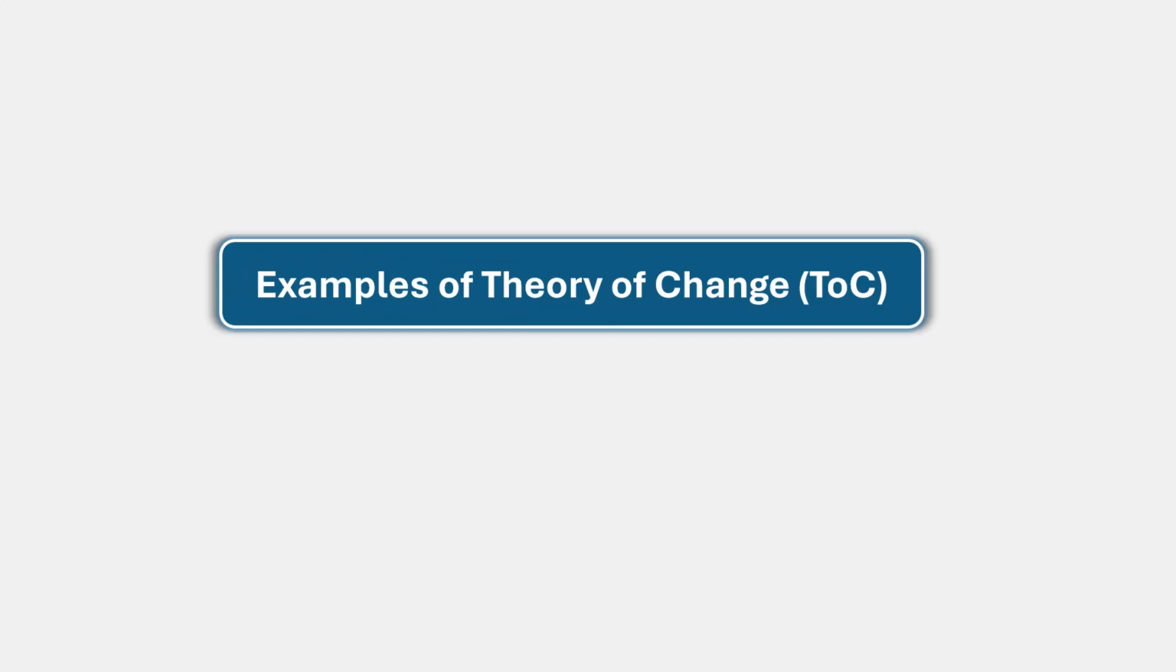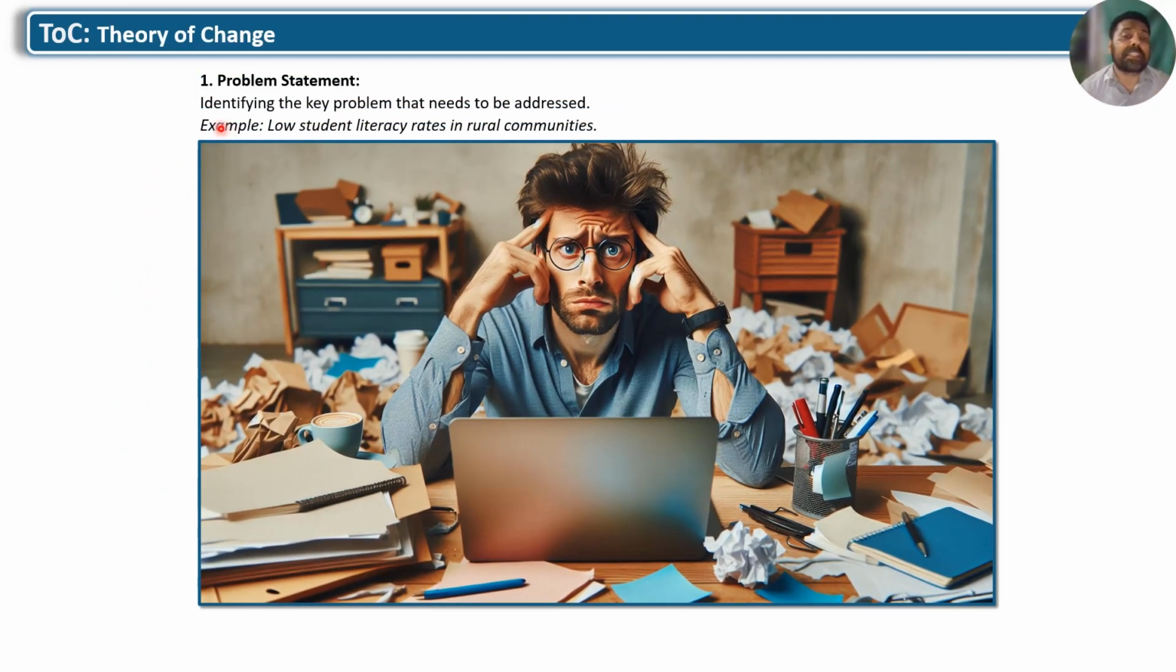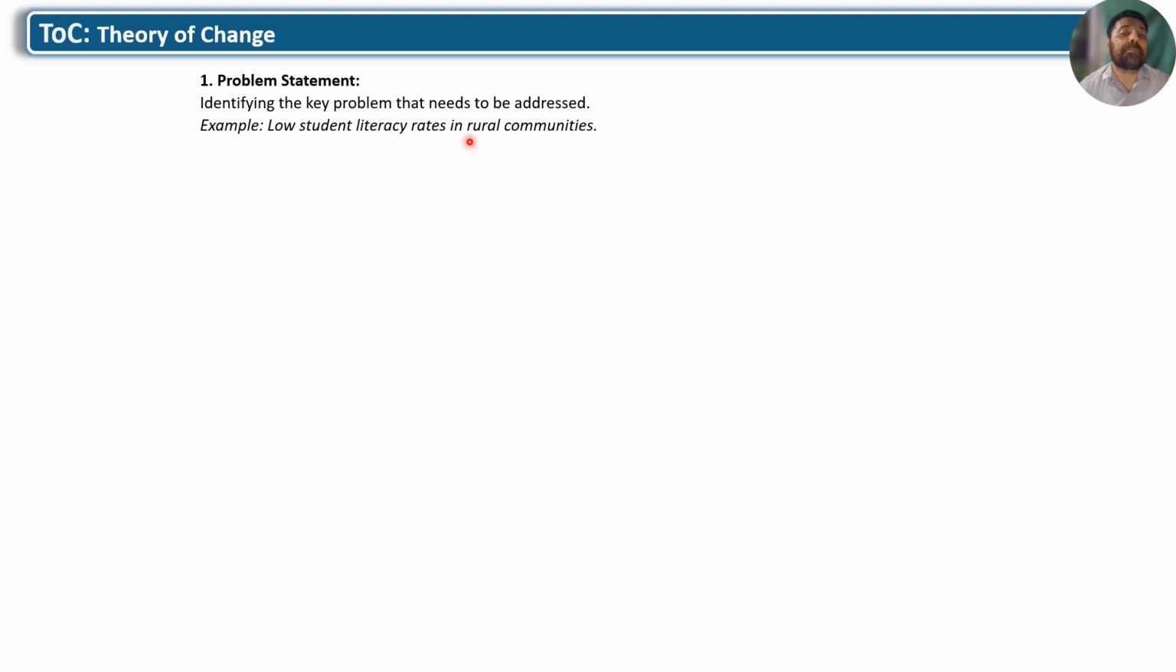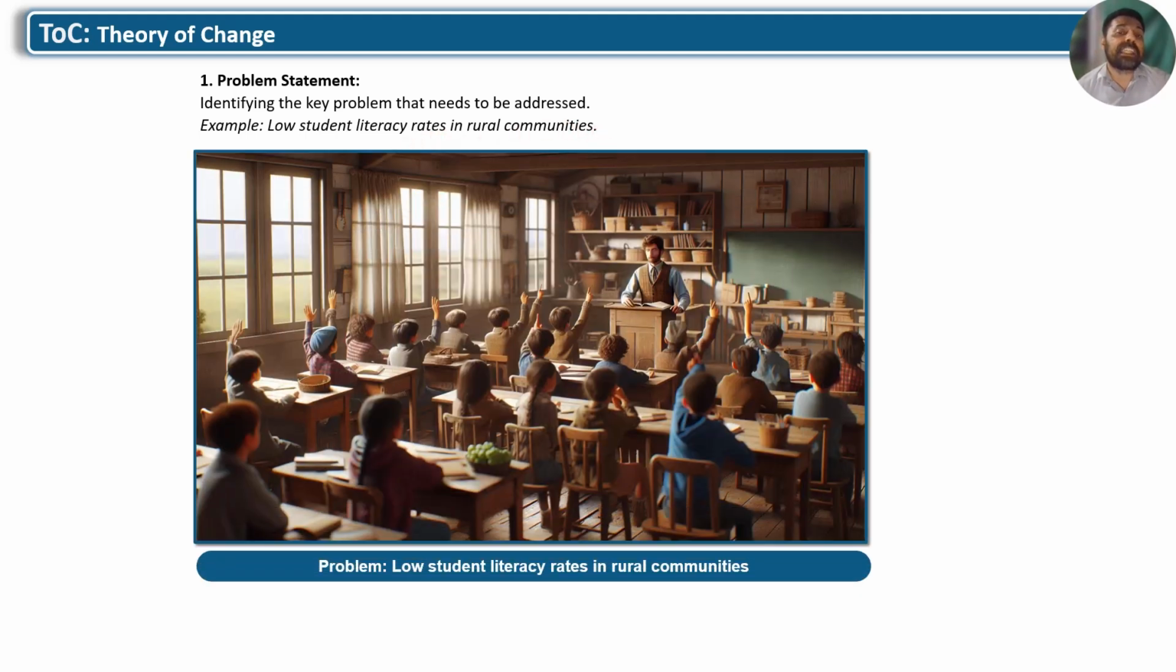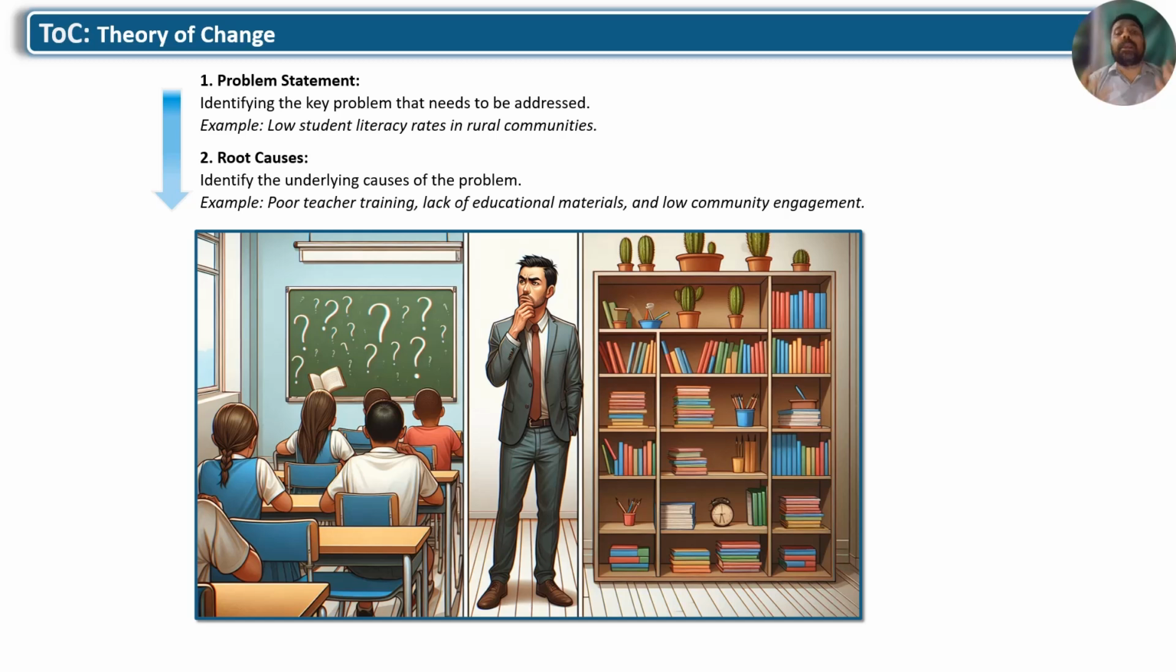Let me show you a simple example. A theory of change is based on a problem. The first step is identifying the key problem that needs to be addressed, for example, low student literacy rates in rural communities. If this is the problem, then we need to identify the underlying cause of the problem. Why is there a low student literacy rate in rural communities?